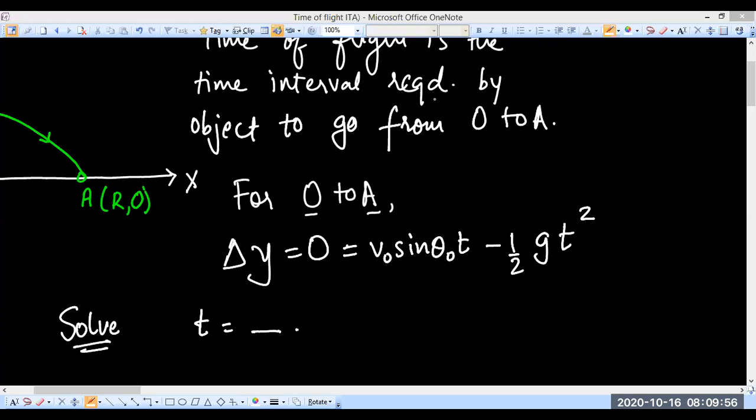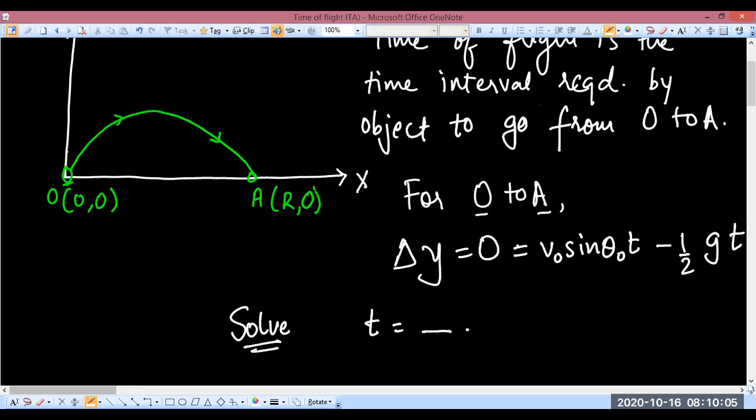t equal to 0, Priyansh, I agree that mathematically you get two answers. One is t equal to 0. But do you think it will take 0 time to go from O to A? Ria, check your calculations, please.